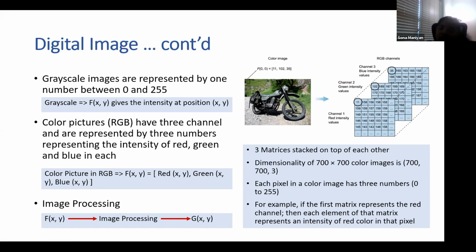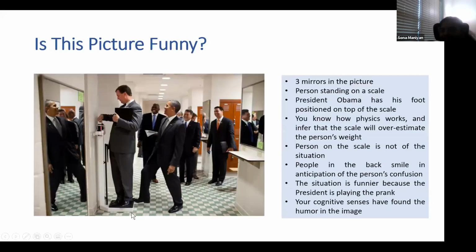Now, let's think about why this is hard for a computer. I'm going to look at the philosophical side of it. You see this image. What are you getting? There are 3 mirrors here. There's a person standing on the scale, and there's President Obama pressing his foot on that scale, and we know how physics works. We know what's going to happen here. We already find the image funny before the person has chalk on his face, right? This is how we interpret. This is our cognitive senses going in and interpreting this image.